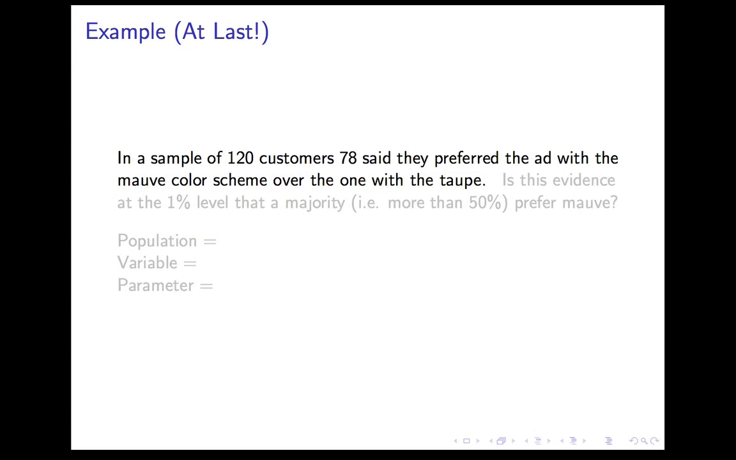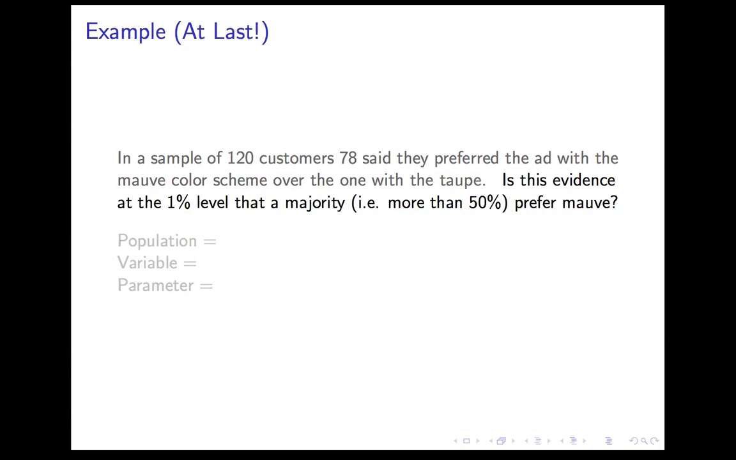So here's my problem. You take a sample of 120 customers, and 78 of them say, when you give them two ads, that they prefer the ad with the mauve color scheme over the one with the taupe color scheme, whether or not they know what mauve and taupe are, which I certainly don't. We want to know, is this evidence at the 1% level that a majority prefer mauve?